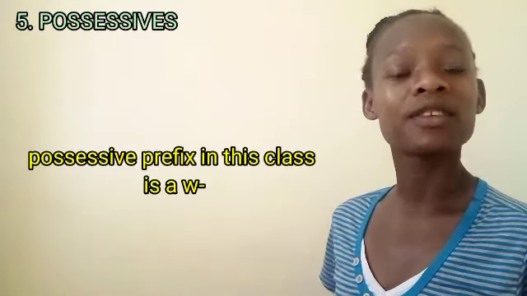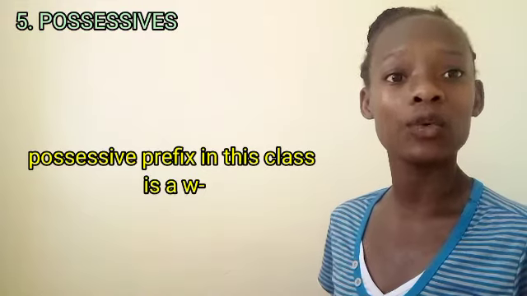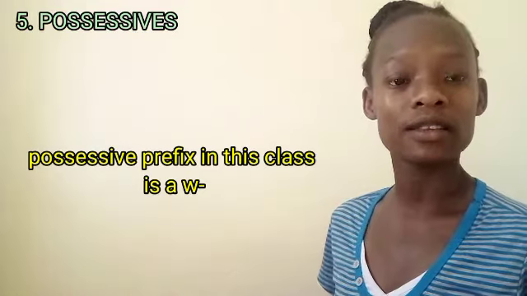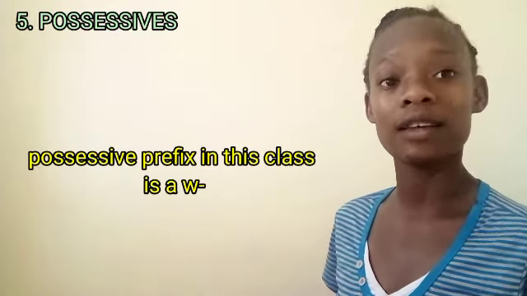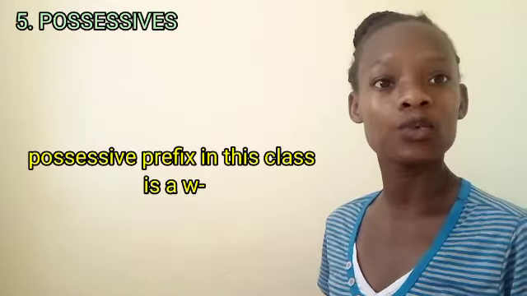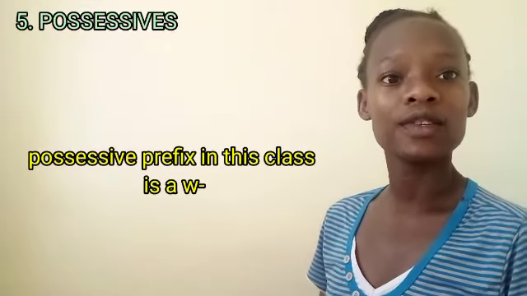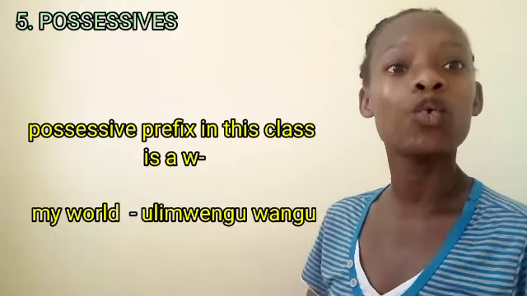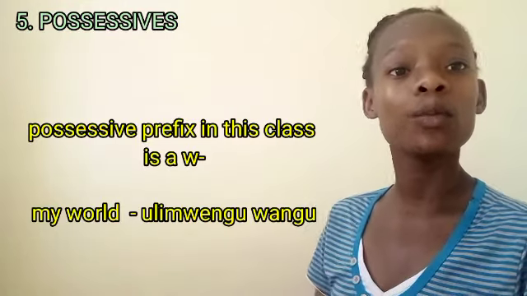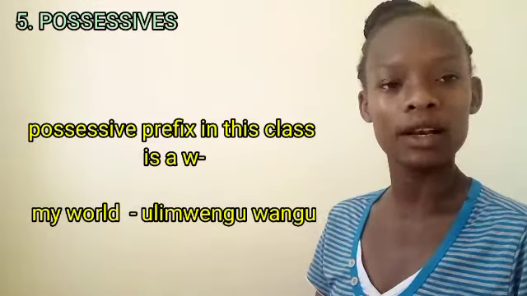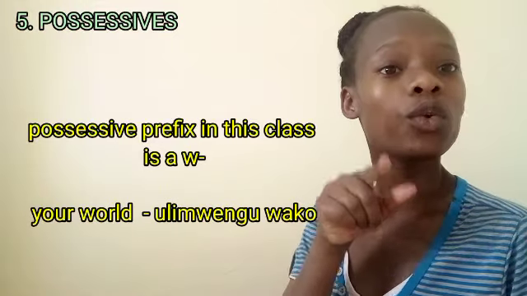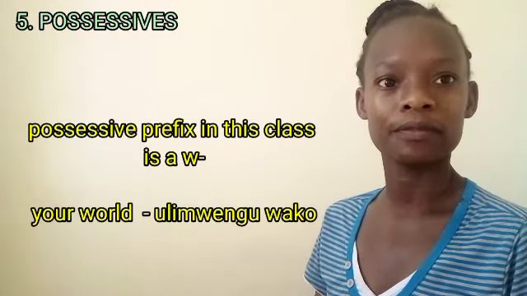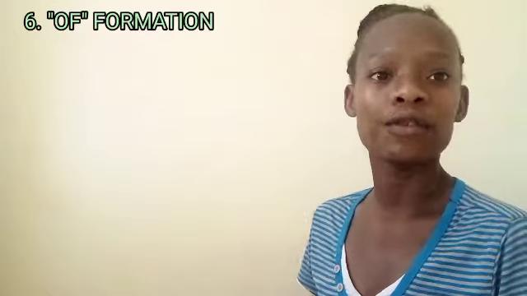Remember, possessive suffixes are used with all the noun classes, but a prefix is specific for a noun class. Like the UU noun class, we have a W prefix, but the suffix will still be the same. So let's use an example of my world. Ulimwengu wangu, my world. Your world: ulimwengu wako.